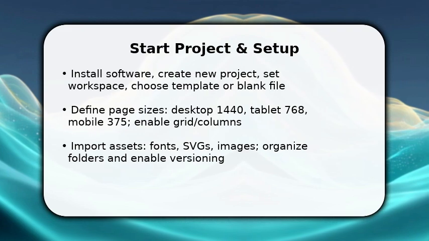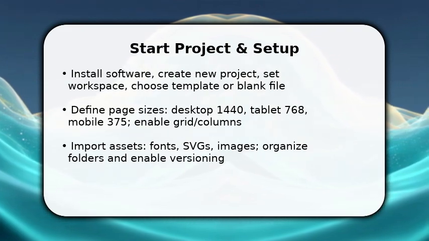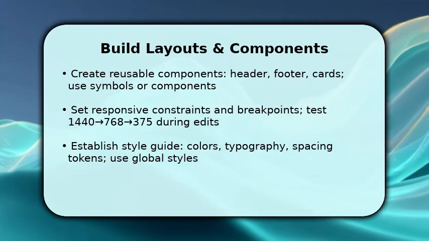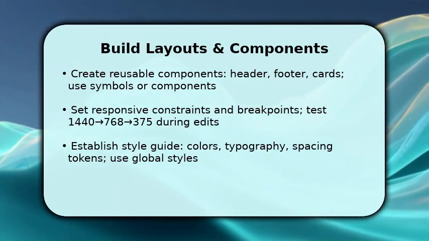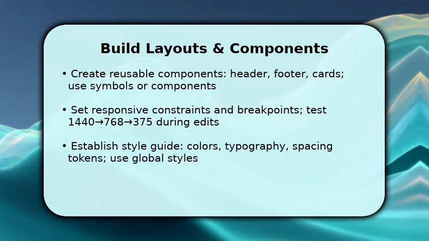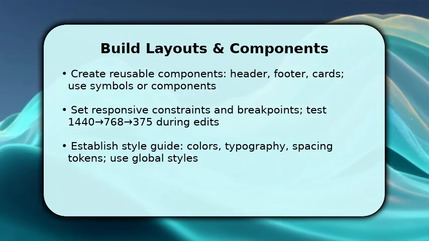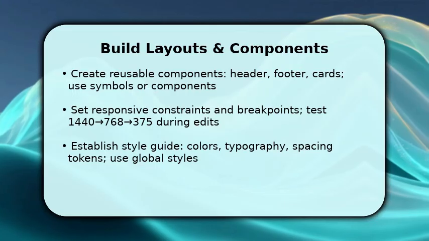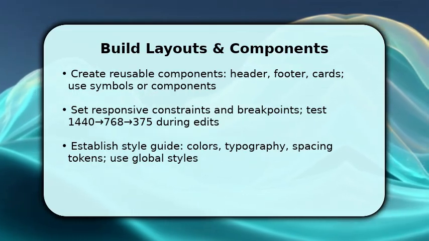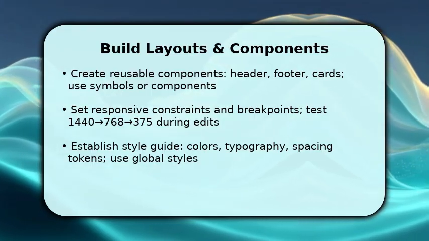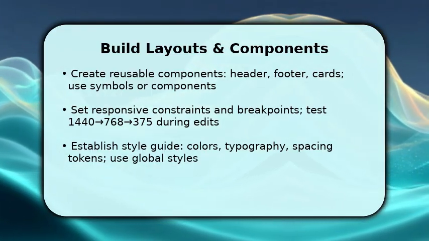Next, assemble the page structure by building reusable components and a consistent style system so changes propagate. Design header, footer, and content card components. Convert them to symbols or components and link instances. Apply a global style guide with color tokens, typography, and spacing variables. That way adjustments are simple. Make responsive rules and breakpoints. Test layout at desktop, tablet, and mobile, and refine constraints.